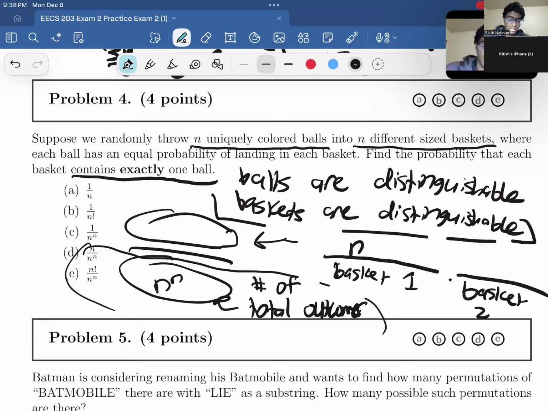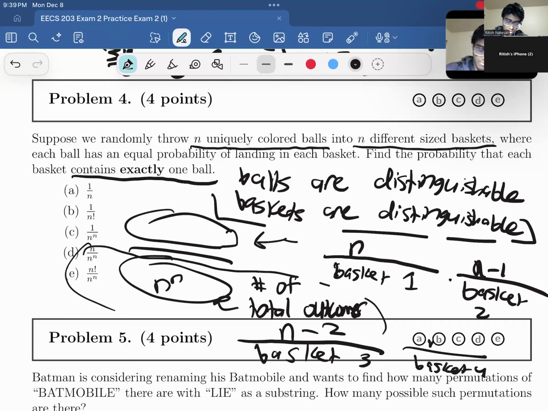And then once we do that, we would next be choosing which ball to place in basket 2. Because we already have removed one ball from our collection of balls and put it in basket 1, we now don't have n options anymore for basket 2. The number of options for balls we can place in basket 2 is actually n minus 1 now, because we now have one fewer ball compared to the number of options we had for basket 1. For basket 3, we would have n minus 2 options. Basket 4, n minus 3, etc.